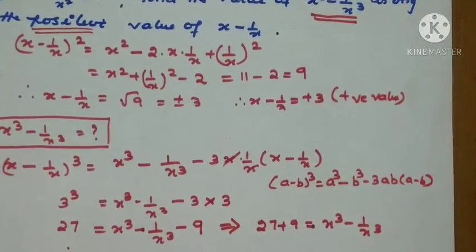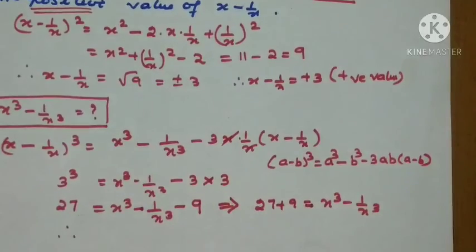Therefore, what is the next step? What is the value for x cube minus 1 by x cube? X cube minus 1 by x cube equals 36.